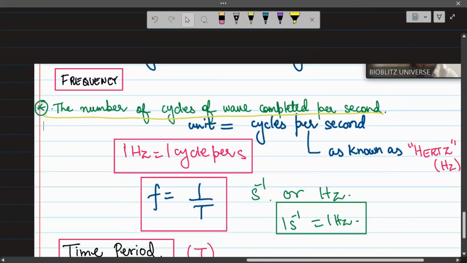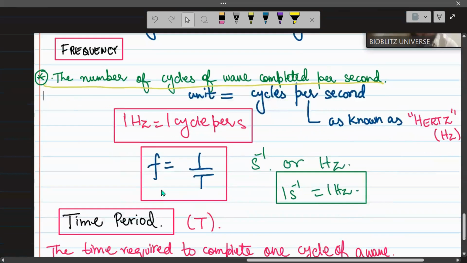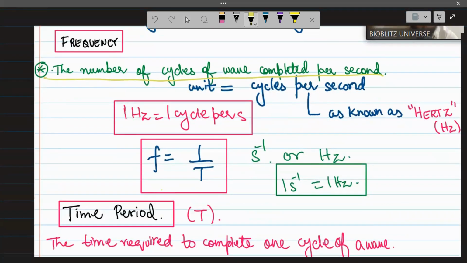So what is the unit of frequency? Its unit is cycles per second, which is basically hertz. 1 hertz is equal to 1 cycle per second. You got it? Now, what's the formula of frequency?